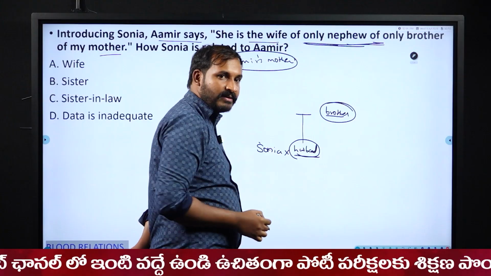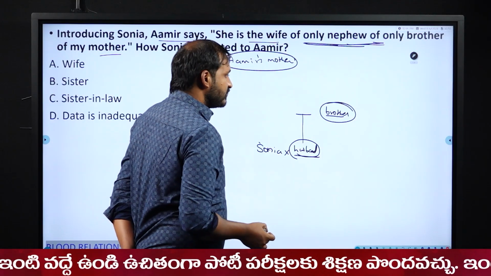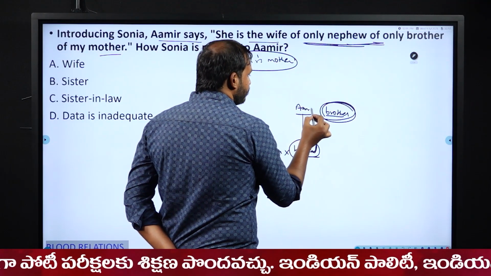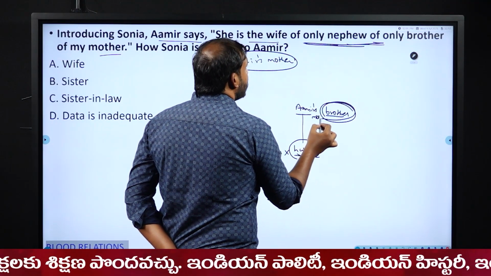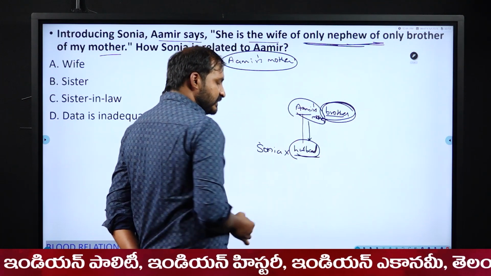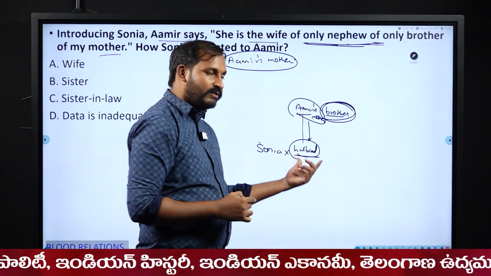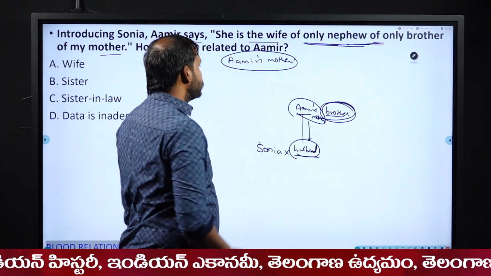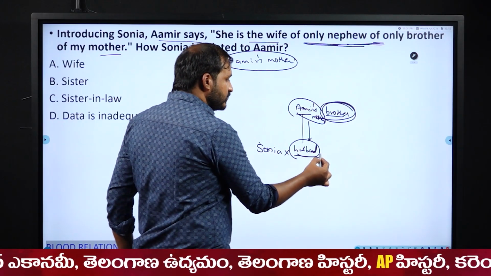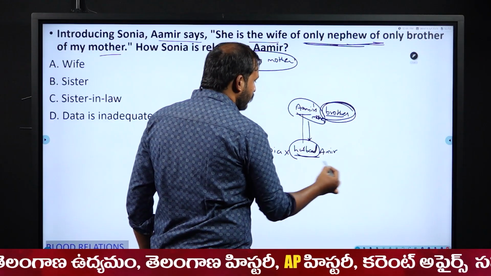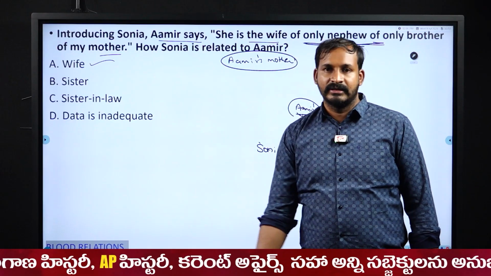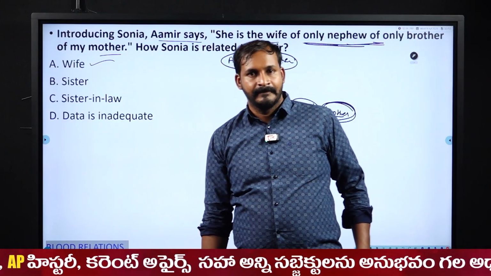He is brother to my mother, meaning our speaker Amir's mother. That means Amir's mother will be here, and he is the only nephew. That means Amir's mother has only one son. Now, how is Sonia related to Amir? Obviously, Sonia will become the wife of Amir. That is the only possibility which we have here.